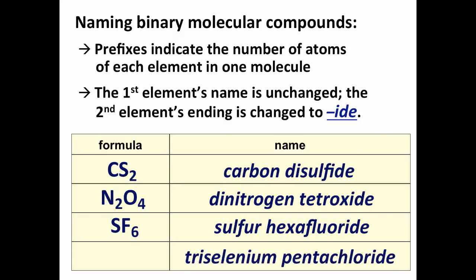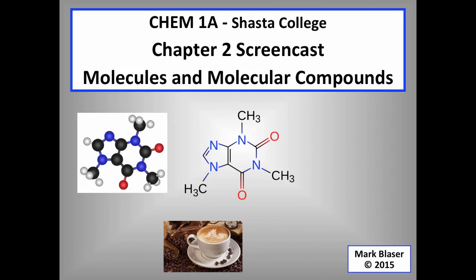How about triselenium pentachloride? And hopefully you came up with Se3Cl5, 3 is tri, penta means 5, and the other prefixes, mono for 1, di for 2, tri for 3, tetra for 4, penta is 5, hexa is 6, hepta is 7, octa is 8, nona is 9, and deca is 10, and that's as far as we'll go for this course. So that's it for the Molecules and Molecular Compounds screencast.